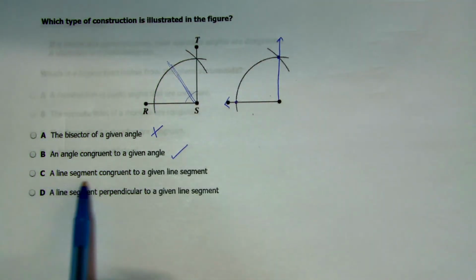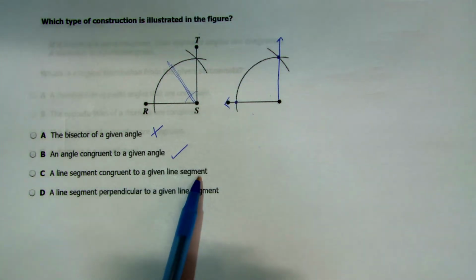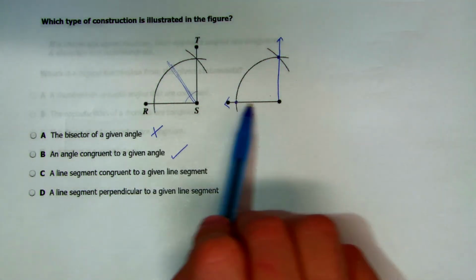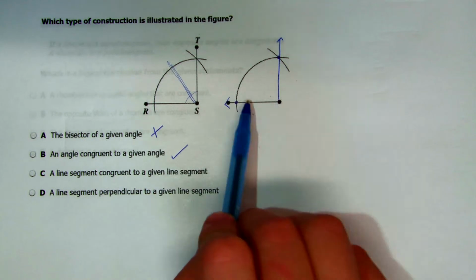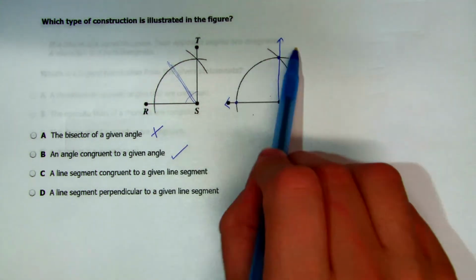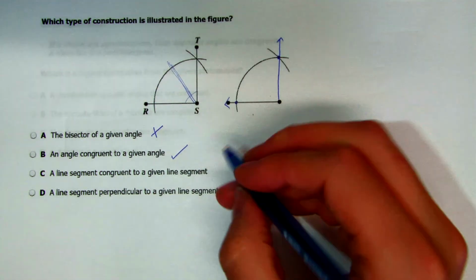C says a line segment congruent to a given line segment, though most of the time you actually do that as your first step in this construction. All this extra stuff over here tells us that's not what we're going for, so it's not C.